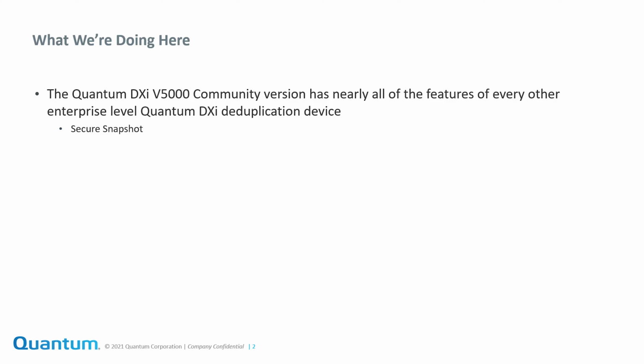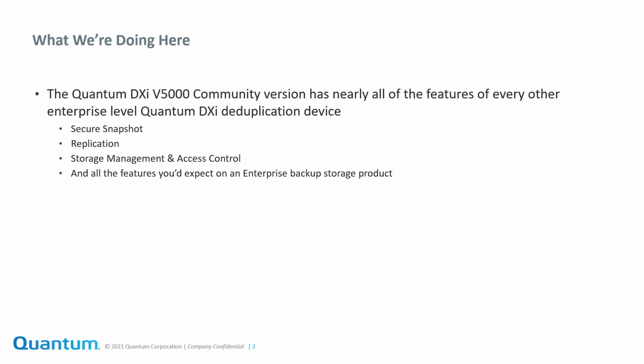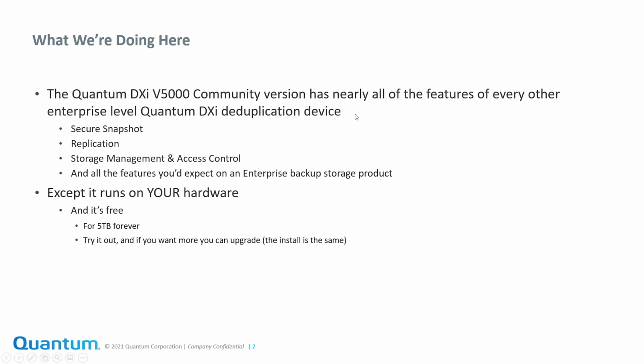So that means you have secure snapshot, so that you can do a restore in case of a ransomware attack. You have replication, which means you can replicate data between two DXIs, either virtual or virtual and real, or whatever mix you have. Full storage management and access control, and really all the features you'd expect on an enterprise backup storage product, except that it runs on your hardware and it's free for 5 terabytes forever. So try it out, and if you want more, you can upgrade. It scales up to 256 terabytes with the license.